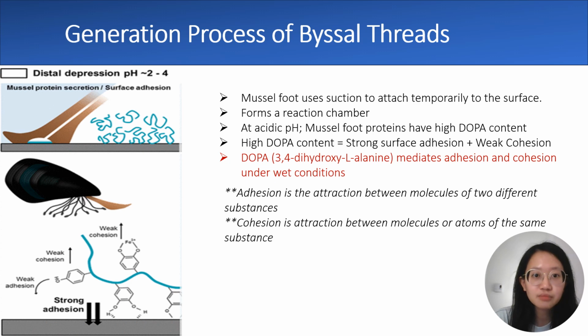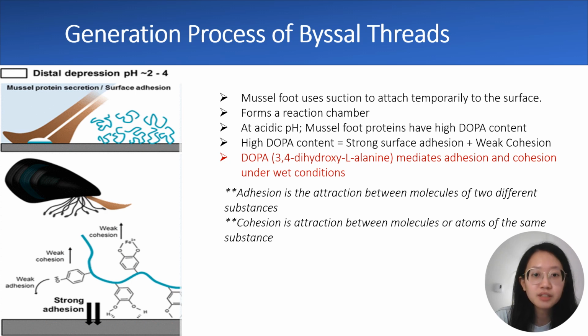The generation process of Byssal threads takes around 30 seconds to 8 minutes per thread and occurs within the ventral groove. It gets assembled by a variety of proteins. Threads are replaced every 25 days because they eventually weaken.